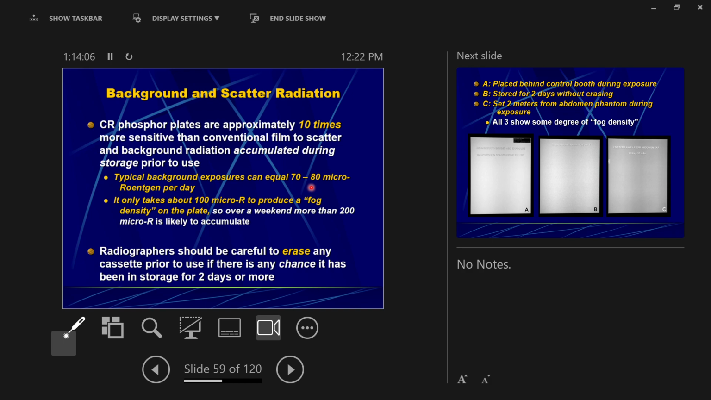But if you accidentally left the plates in the x-ray room for some reason, and then tried to use them, you would find that they were already fogged a little bit, already darkened a little bit from scatter exposure. The same way that they'll be darkened from background exposure if they're left for a couple of days without being used and erased. Every time you erase them, they will pretty much immediately begin to accumulate background radiation exposure because they're just very sensitive to it. Radiographers should be careful to erase any cassettes prior to use if there is any chance that it has been in storage for 2 days or more.